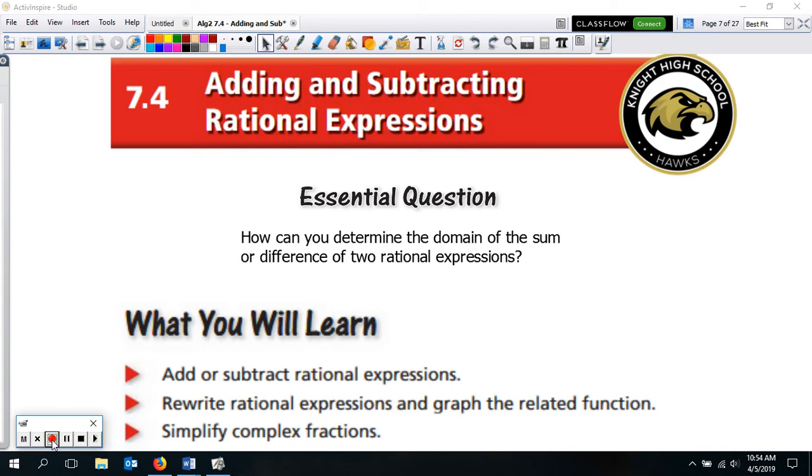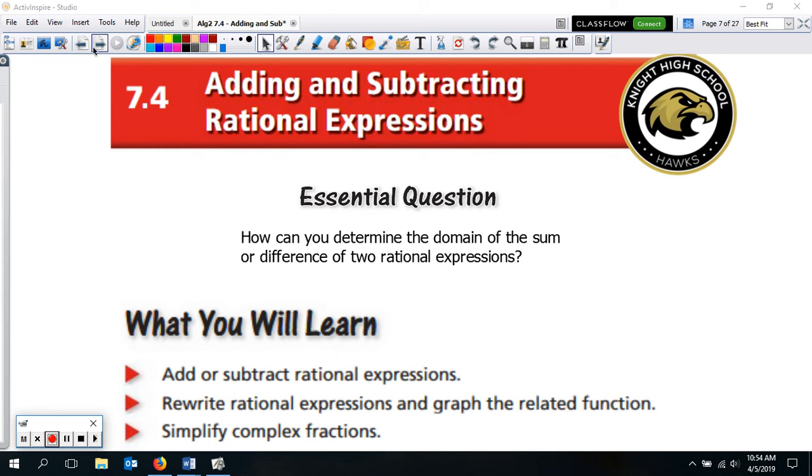Hey everybody, alright, just a little mathematicious song to get us started off. We're looking at 7.4, adding and subtracting rational expressions. So we're going to be adding and subtracting, and rewriting some rational expressions. We're going to be simplifying complex fractions as well. We'll look at those at the very end.